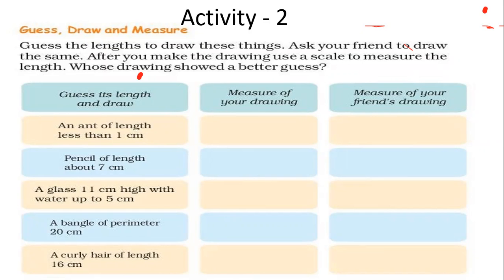Who is drawing accurately? The main aim of the activity is, when I say 10 centimeter, you should have an idea. Okay, 10 centimeter means this much, or it is double this, triple this. So you should have some idea about the measurements, just to make a guess. Whoever guesses almost near is the winner.